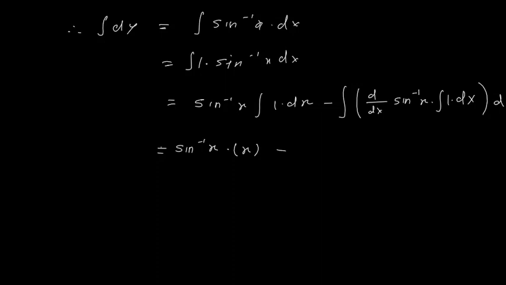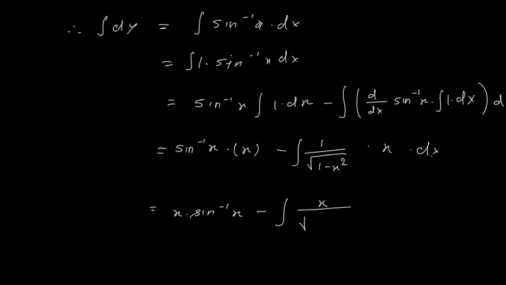So differentiation of sine inverse x is what? 1 upon root of 1 minus x square, into here integration is x into dx. So this will become x into sine inverse x, minus integration of x upon root 1 minus x square into dx.